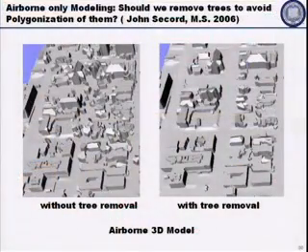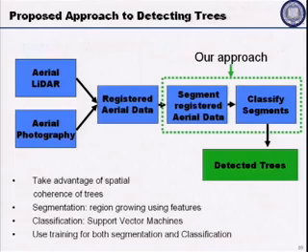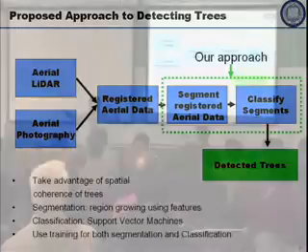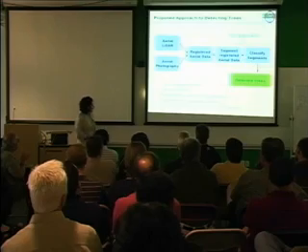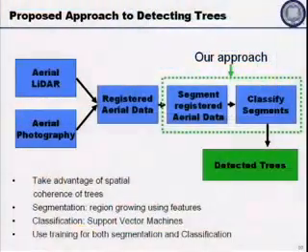The other problem is trees. What do you do with trees in residential areas? What do you do with trees in downtown-type areas? If you don't remove the trees, sometimes your model could become very cluttered. On the other hand, if you remove them, you have to make up for the texture behind the trees, and that's not always easy. John Zakhor was a student who worked on it, got his master's thesis in 2006, and he came up with a tree detection algorithm using registered aerial LIDAR and imagery based on segmentation and classification.